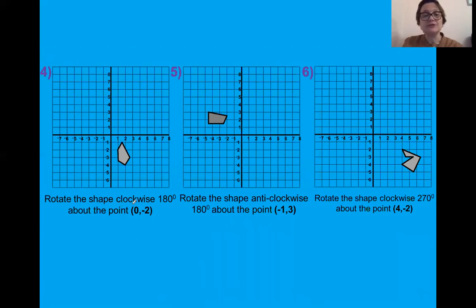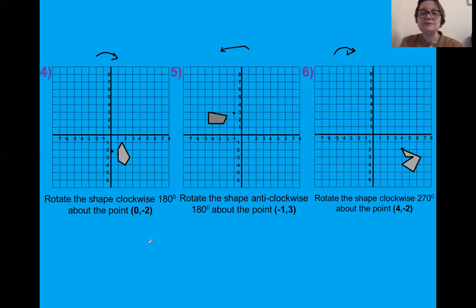Have a look. First one is clockwise, 180 degrees, about the point (0, -2). So this one here is going to be the rotation point. And next one is anti-clockwise. So this one is this way. The first one was this way, okay? About the point (-1, 3). So it's going to be this point here. And the last one is clockwise, 270 degrees about the point (4, -2). So it's going to be somewhere here, 270 degrees.